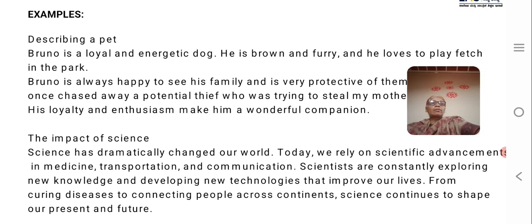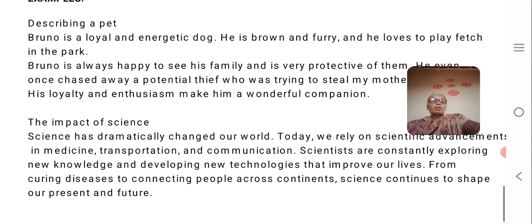Here are two examples of a paragraph. The first one is about describing a pet. If you are able to identify the topic sentence, supporting details, and a conclusion, this can be an exercise. "Bruno is a loyal and energetic dog." So the initial sentence says that Bruno is a loyal and energetic dog. The other sentences add up or give examples to prove that he is loyal and energetic.